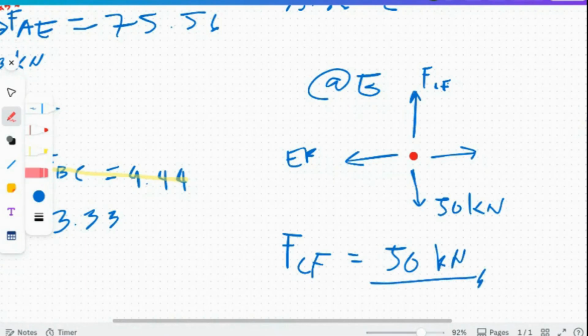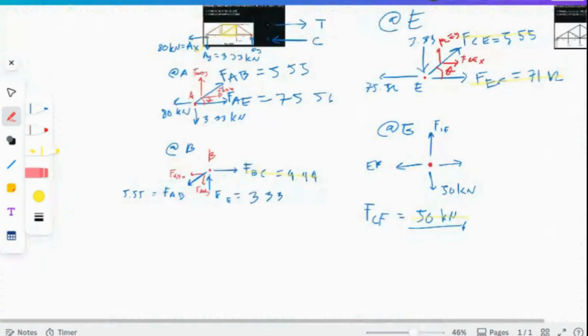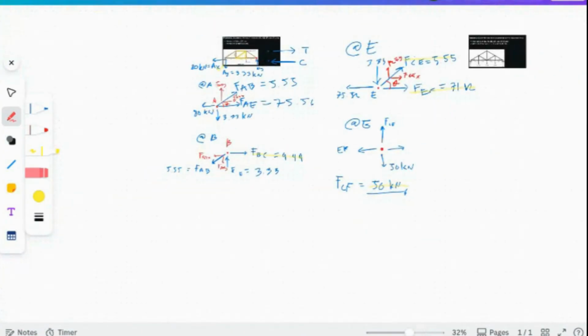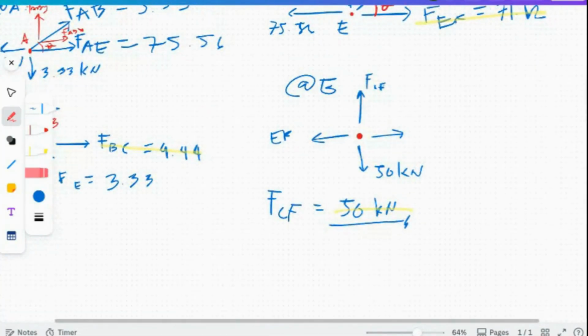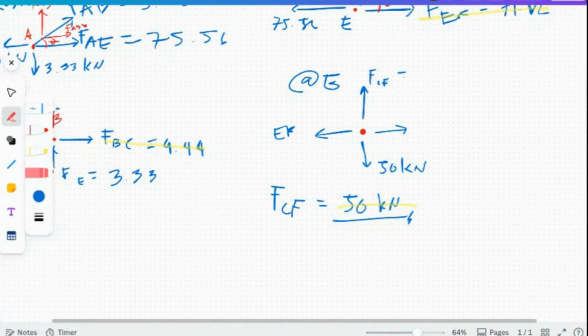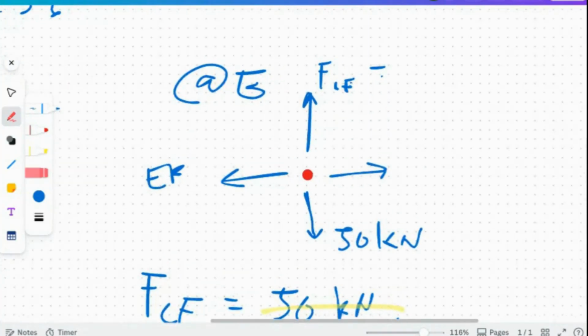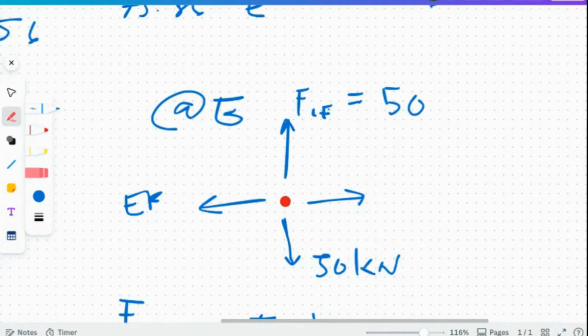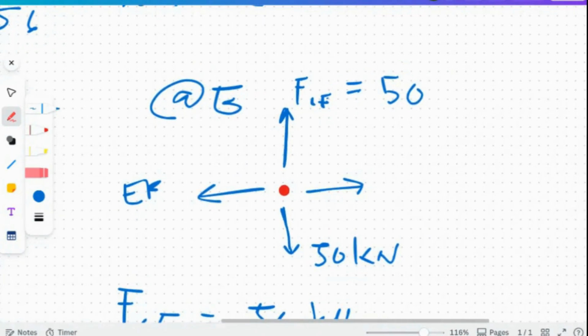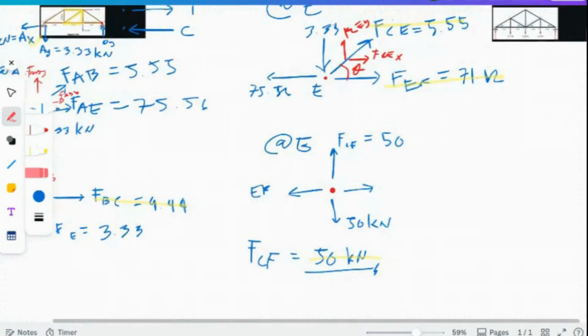All right, we have now completed our method of joints, or at least the ones that the problem is looking for. So I write that here. 50.